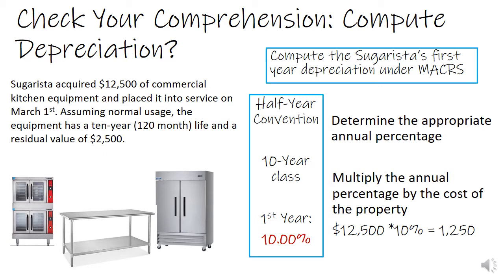of the property. This is another difference between MACRS and straight line depreciation. The straight line depreciation assumes a residual value. MACRS does not. So in the first year of usage, we're taking a tax depreciation of $1,250.